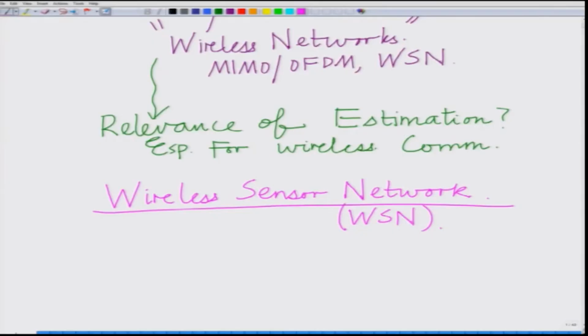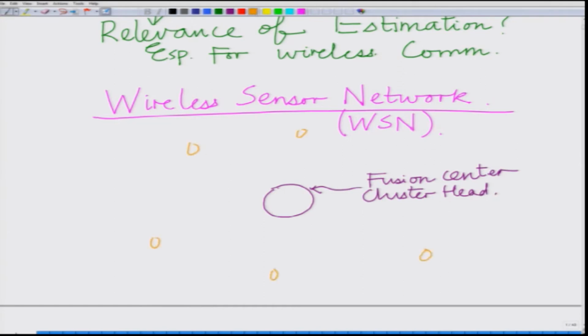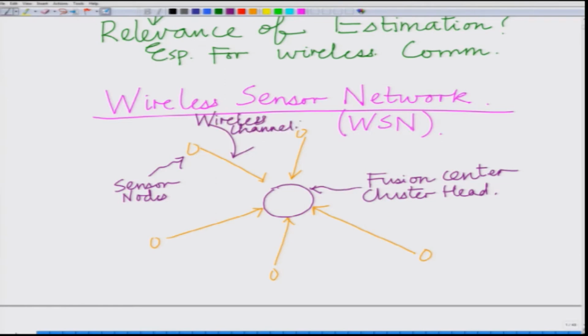So, in a wireless sensor network, we have a central node, which is also termed the head, the fusion center or the cluster head. Other than this fusion center, we have several sensor nodes, which communicate over the wireless channel. These are basically your sensors, and this denotes the wireless channel. So, we have these sensor nodes which communicate over their respective wireless channels with the fusion center.